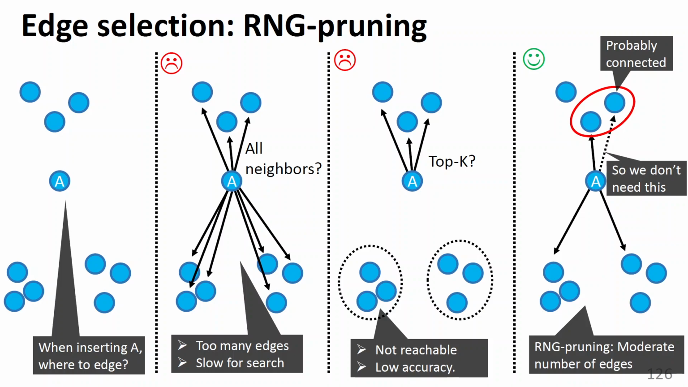Another way is, maybe we just choose the top K, for example, just the top 3. But unfortunately, in this case, your top 3 only chooses neighbors in the top region. The bottom regions are not reachable because you don't build any connection to them. So this is a problem if only the top K can be connected. Sometimes it will cause this problem, and the accuracy will not be very good.